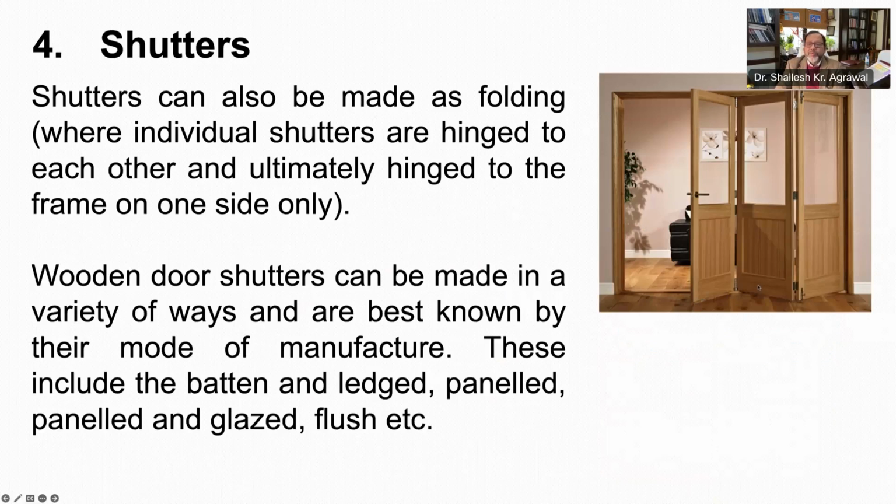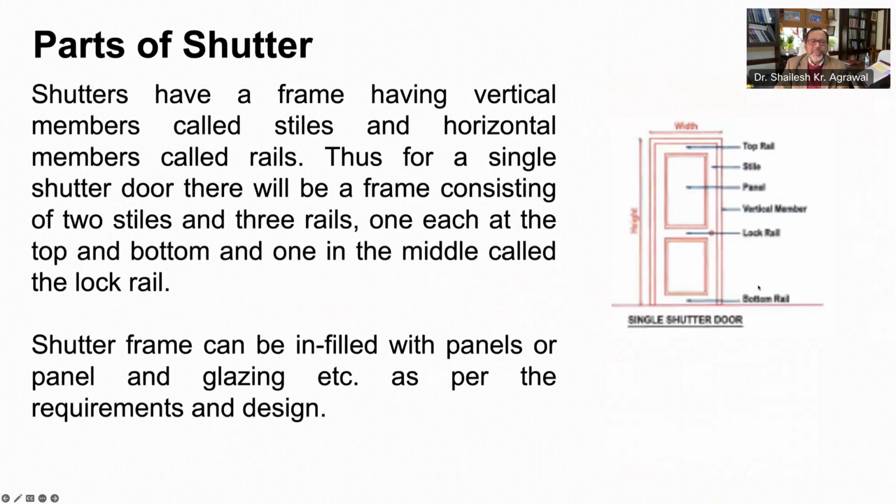of manufacture. Now let's discuss different parts of the shutters. Shutters comprises of vertical and horizontal members called stiles and rails. As shown in this picture, single shutter doors has two stiles and three rails. These rails are top and bottom, and one in the middle called lock rail. As you can see through this picture, these shutter frames can be filled with panel or glazing as per the requirement and design. A word on the size of these shutters.